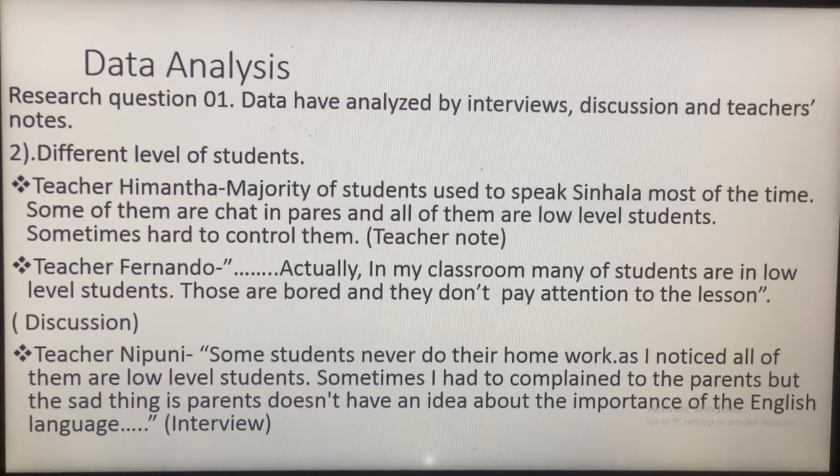Sometimes I had to complain to the parents, but the sad thing is parents don't have an idea about the importance of the English language. This is a really bad thing in Sri Lanka because some parents don't know the importance of the English language. They actually do not motivate their students to learn English. So this is a big trouble in Sri Lanka as well. As Himanta mentioned, most students speak Sinhala because they don't like to learn English.